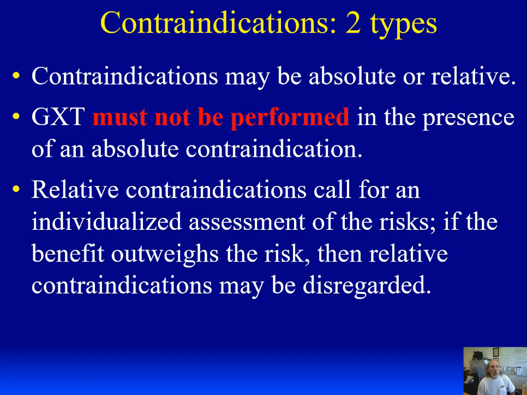So contraindications. There are 2 types of contraindications, and they're either absolute or relative. A graded exercise test, maximal or submaximal, is never performed in the presence of an absolute contraindication, and you'll have to memorize these. Relative contraindications call for the individualized assessment of the risk.